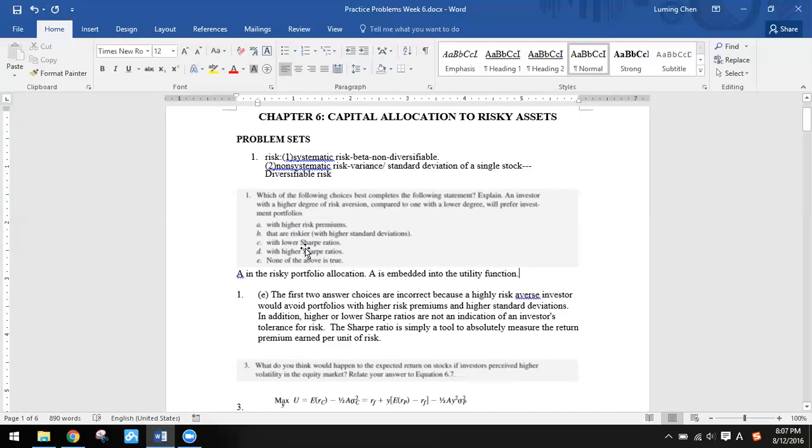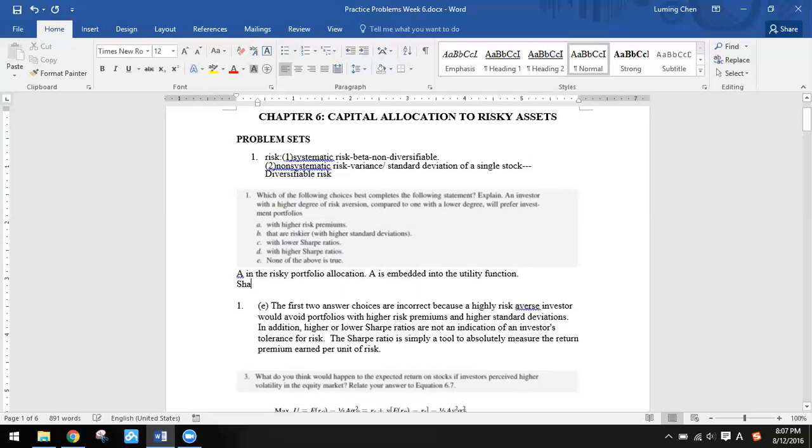C, with lower Sharpe ratios; D, with higher Sharpe ratios. Sharpe ratio is not a risk factor. Sharpe ratio is an adjusted rate of return factor. So the correct answer will be E, none of the above is true.